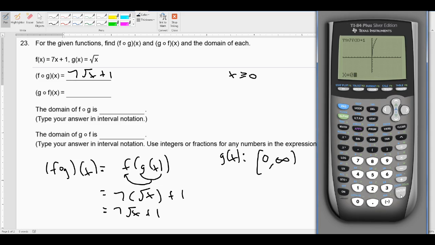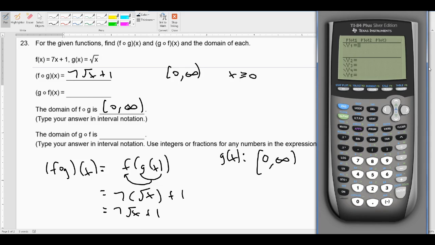If you hit trace, 0, enter, we get an answer. And if you try something like -0.0001, we don't get an answer. It's a quick way to check it. So the domain of this function is also 0 to infinity. The domain of f∘g is what these two functions have in common. Since they're the exact same thing, it's pretty obvious that they have 0 to infinity in common.